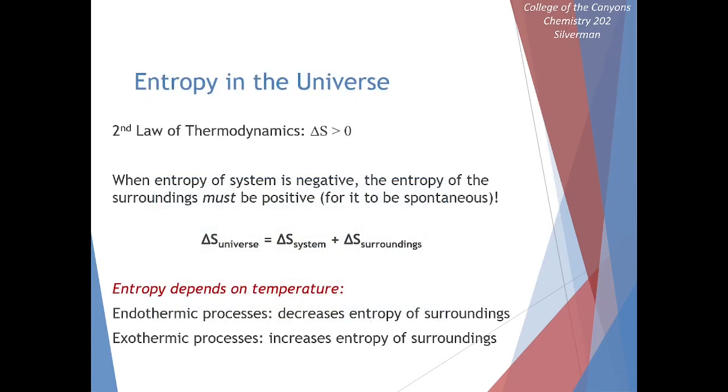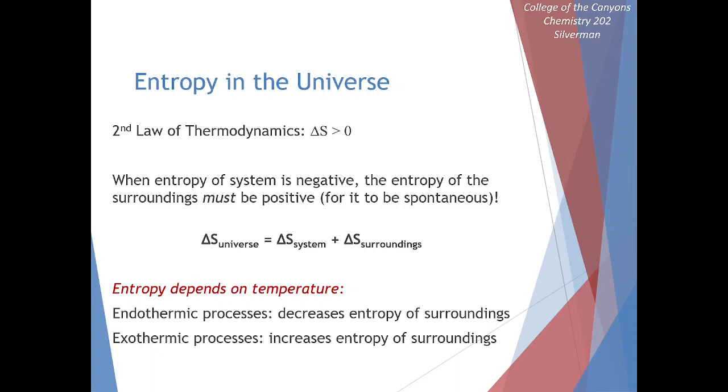We can state this as our second law of thermodynamics again. The entropy of the universe increases. Well, the entropy of our surroundings depends on the temperature. If we have an endothermic process, this will absorb energy from the surroundings. In order for an endothermic process to happen, we need to decrease the entropy of our surroundings because there is less energy in the surroundings. With less energy, there are going to be fewer microstates and therefore less entropy.